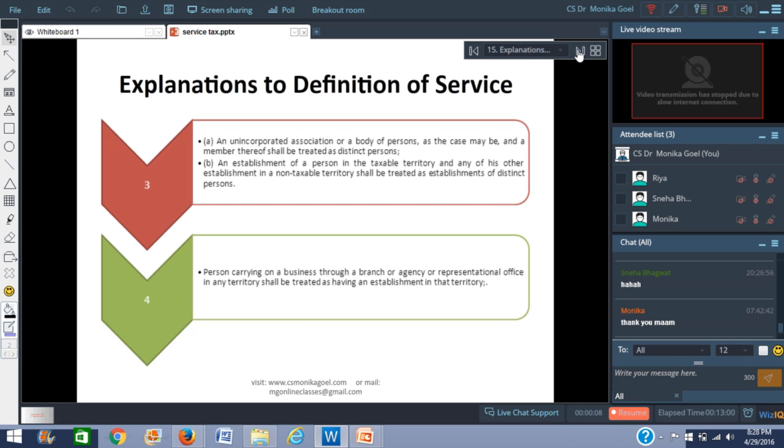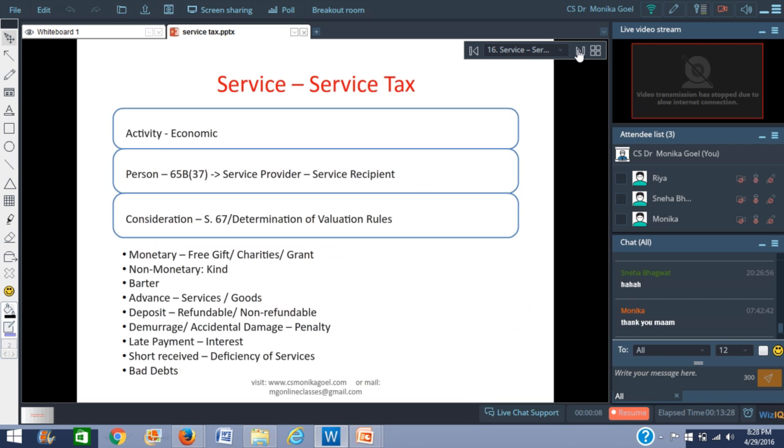An establishment. Similarly, in case there is one person having an establishment in a taxable territory, and he is having another establishment outside the taxable territory, then also these two establishments would be considered as distinct persons for the purpose of definition of service, right? And in case anybody is having a branch or an agency or a representational office outside the taxable territory of India, that will be considered as an establishment. So this is what we discussed in the last class.